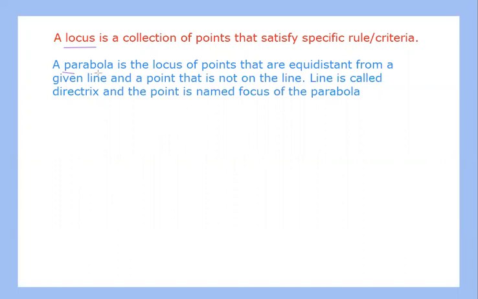The parabola is the locus of the points that are equal distance from a given line and a point that is not on that line. It doesn't look obvious at this point, but we'll see some visuals, so I hope that will make sense. The line has a special name, called the directrix, and the point is called the focus of the parabola.